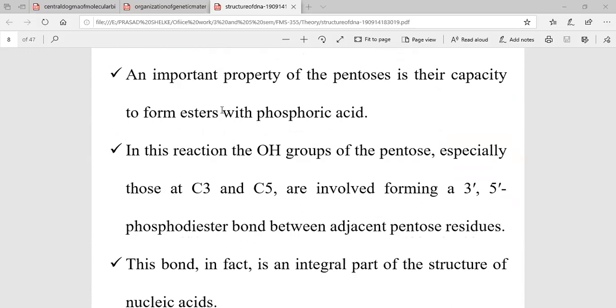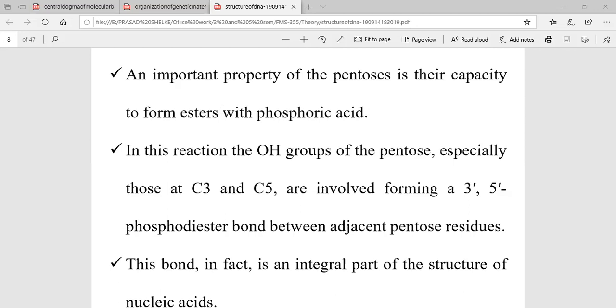These are the two main components, and after that, the ribose sugar mainly has the capability to form an ester bond with the phosphoric acid. This is an important characteristic of the ribose sugar, that it forms an ester bond with the phosphoric acid. The phosphoric acid and the ribose sugar get linked through ester bonding. So that's the backbone of DNA.